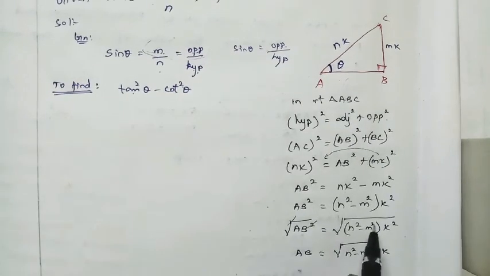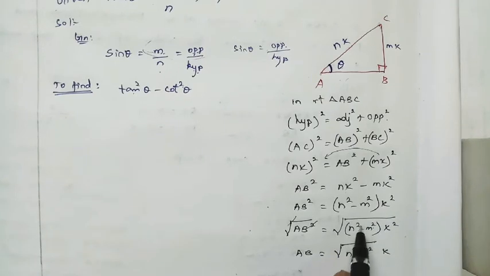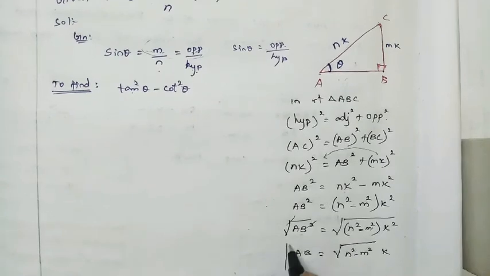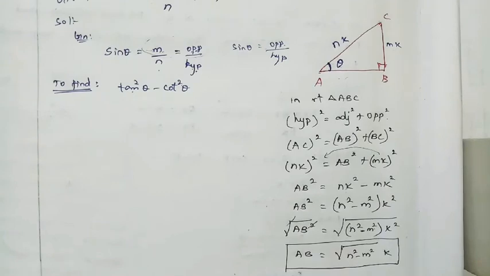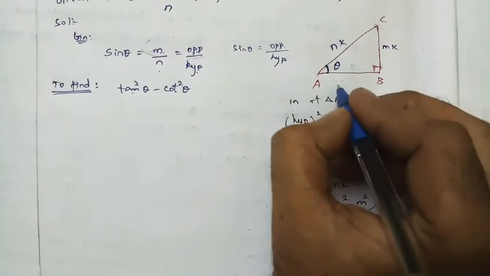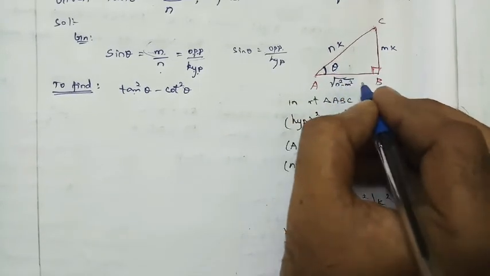Here in N square minus M square we also have squares. Can we cancel them? No, sir. N square minus M square is not in the form of a multiple. If it were in the form of a multiple, then we could cancel the square and square root. But in between there is a minus, so it is two terms, and we can't cancel the square and square root. So the length of AB is the square root of N square minus M square, into K.